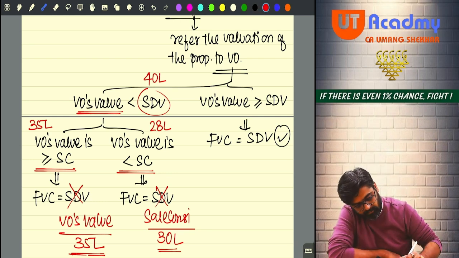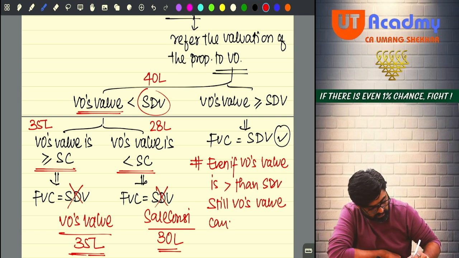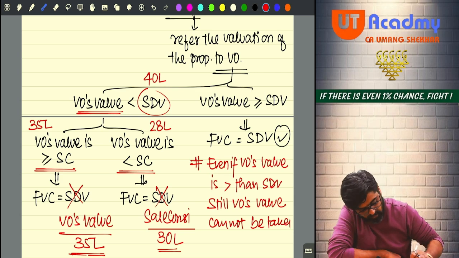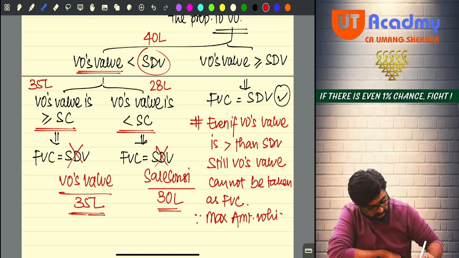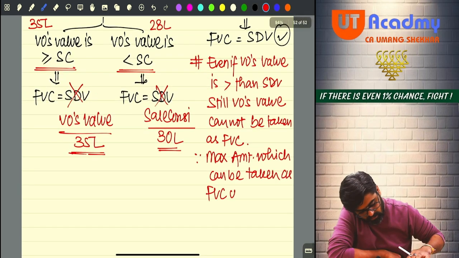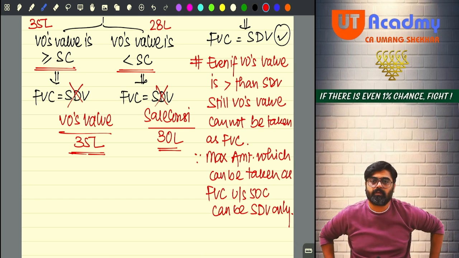So I will write down a note over here. Even if VO's value is higher than stamp duty value, still VO's value cannot be taken as FVC, since the maximum amount which can be taken as FVC under section 50C can be stamp duty value only. Will you remember this? Everyone?